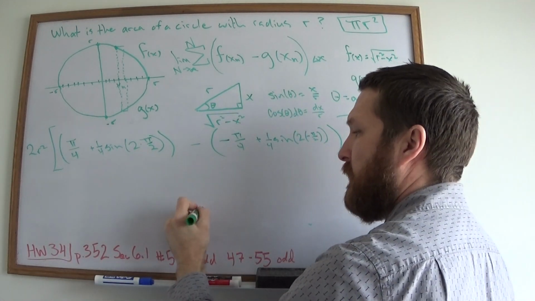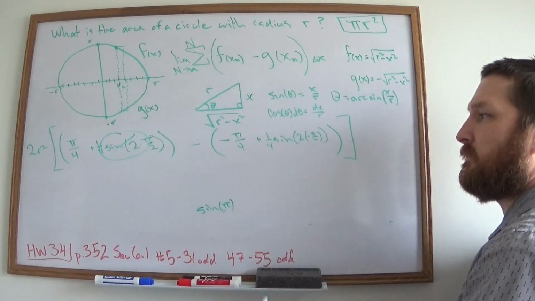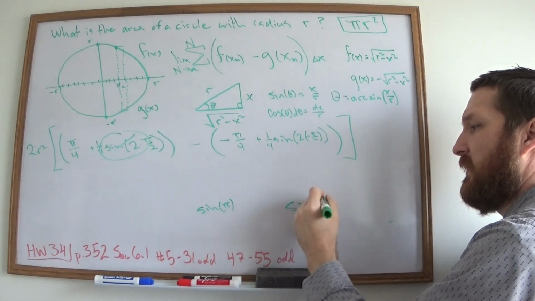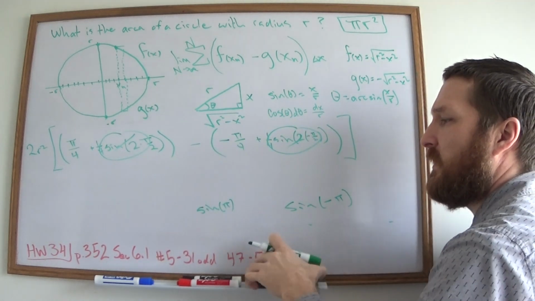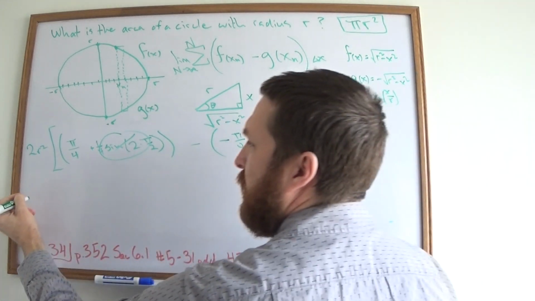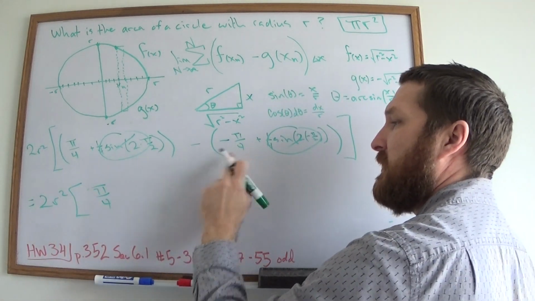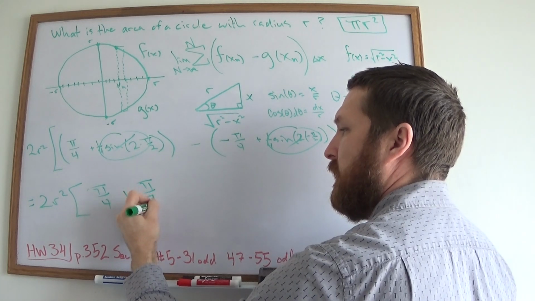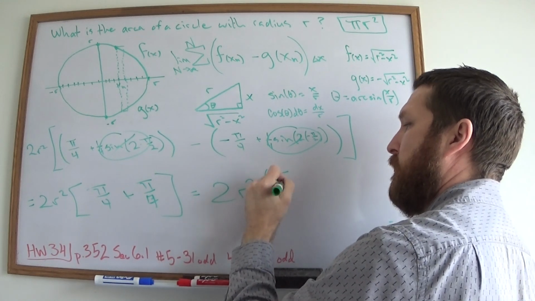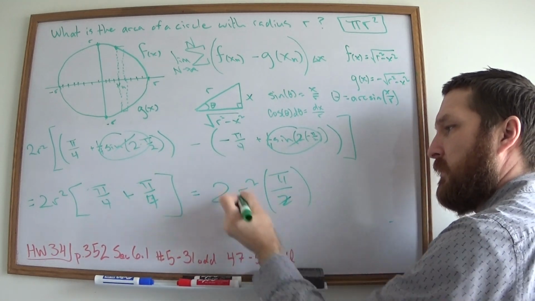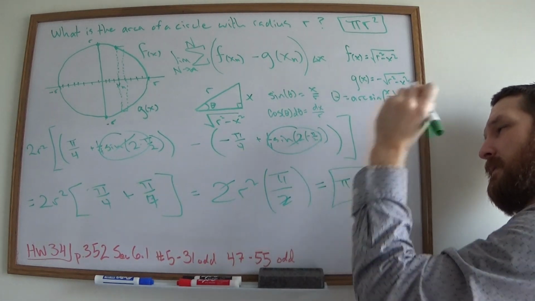And let's just formalize that here. This is the same thing as sine pi, which is 0. So this is a big fat 0. This is the same thing as sine negative pi. Sine of negative pi is also a big fat 0. So this reduces down to 2r squared pi over 4 minus a negative is plus a positive, which is 2r squared pi over 2. Those cancel and we get pi r squared as we expected.